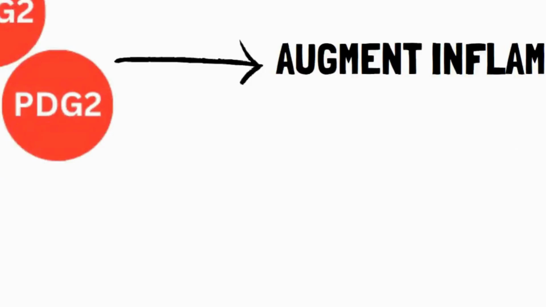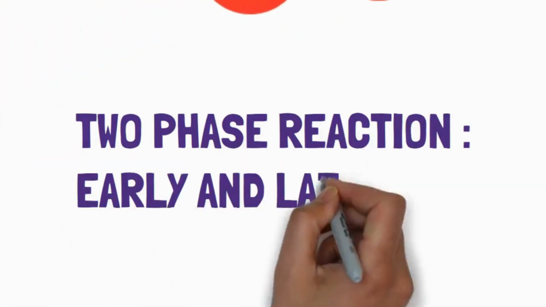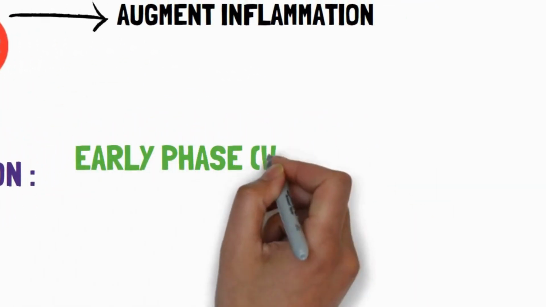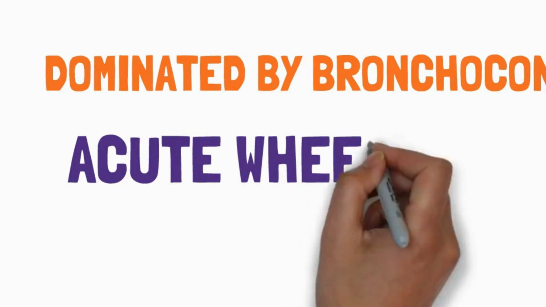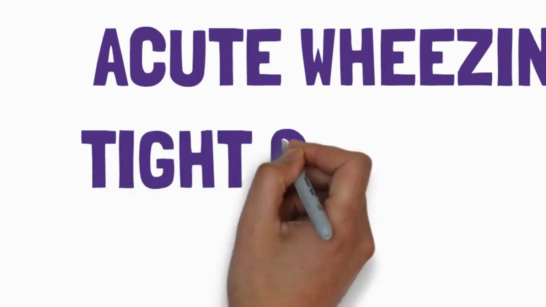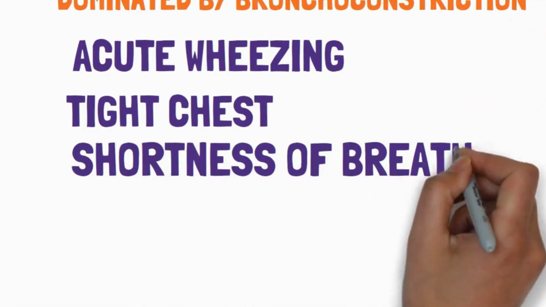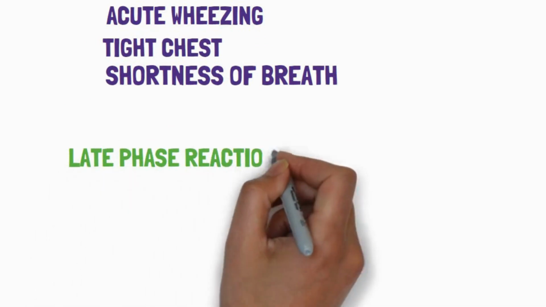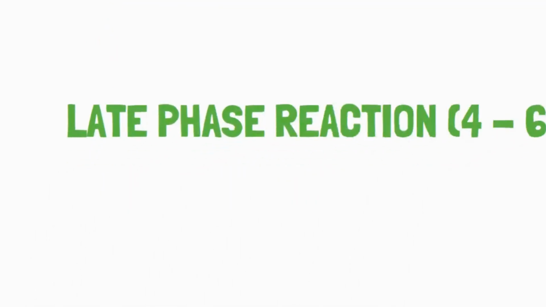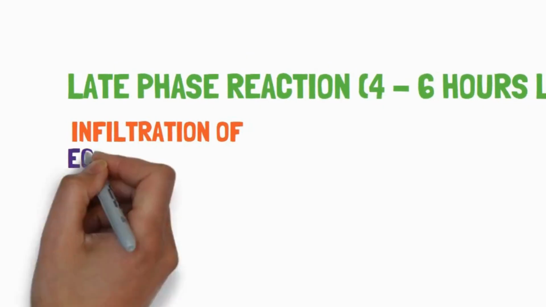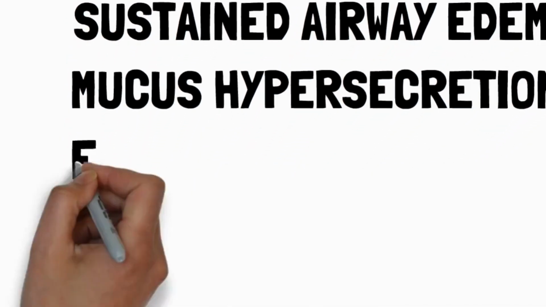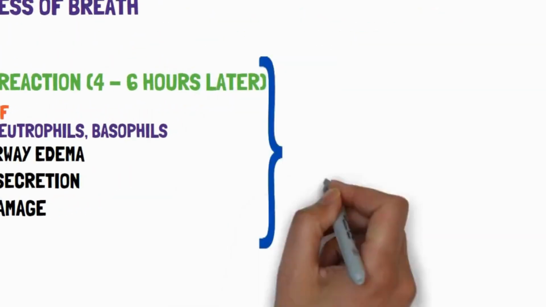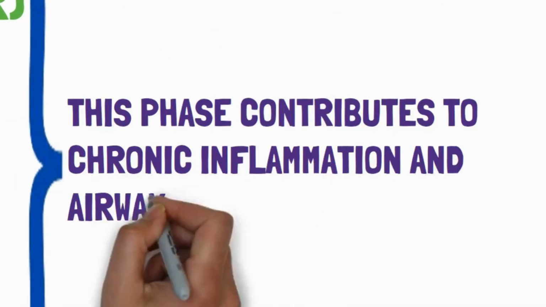Then we've got a two-phase reaction, which is the early and then the late. The early reaction usually occurs within minutes and is dominated by bronchoconstriction. Clinically, the patient experiences acute wheezing, tight chest, and shortness of breath. In the late phase reaction, which usually occurs within 4 to 6 hours later, there is infiltration of eosinophils, neutrophils, and basophils. There is sustained airway edema, mucus hypersecretion, and epithelial damage. This phase contributes to chronic inflammation and airway remodeling.